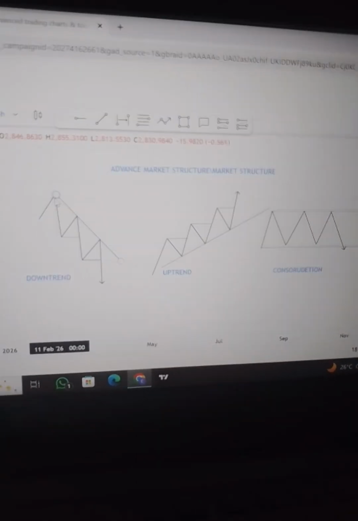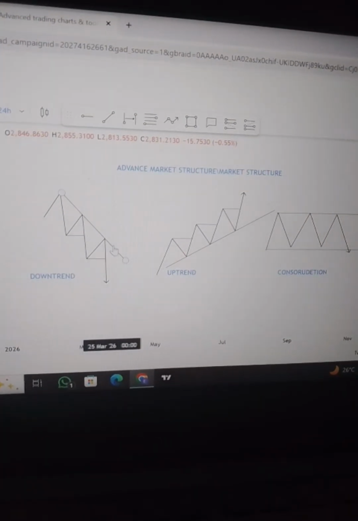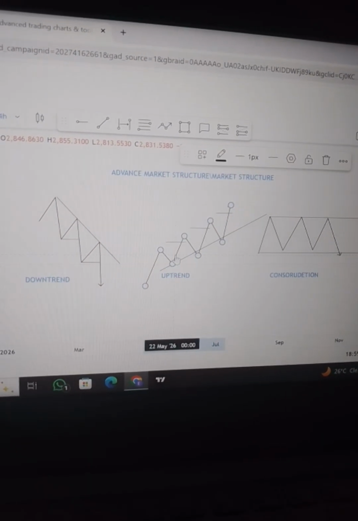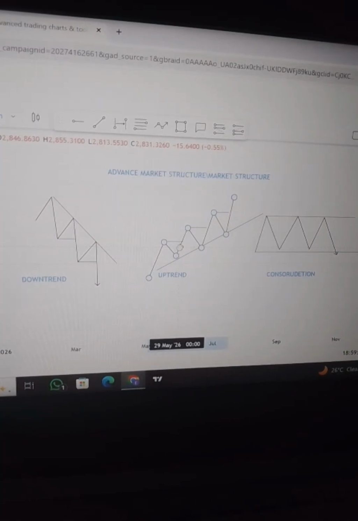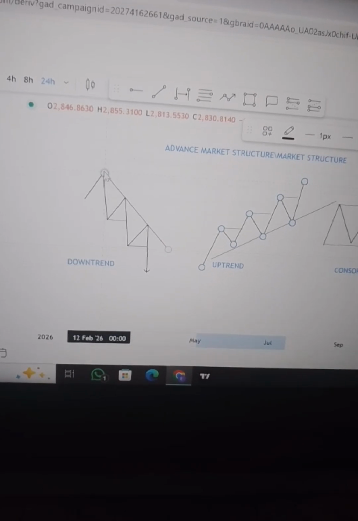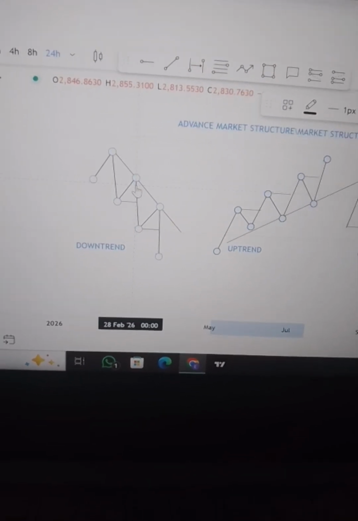So this is actually market structure. What we call this thing is a downtrend, and this one is an uptrend. This one is also an uptrend, and this is the consolidation. For you to know that the market is going down or up, you need to see a break of structure, the series of lower lows and lower highs.